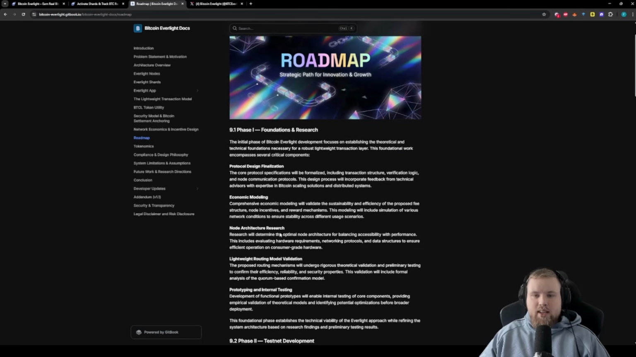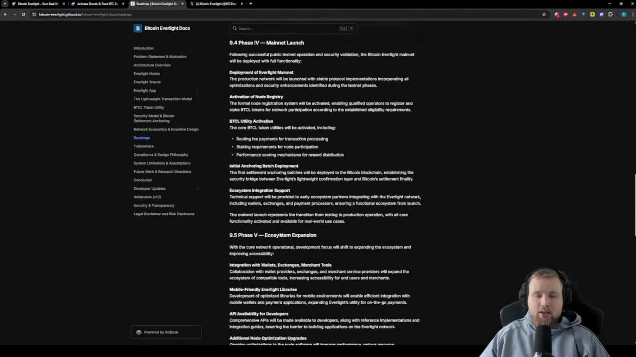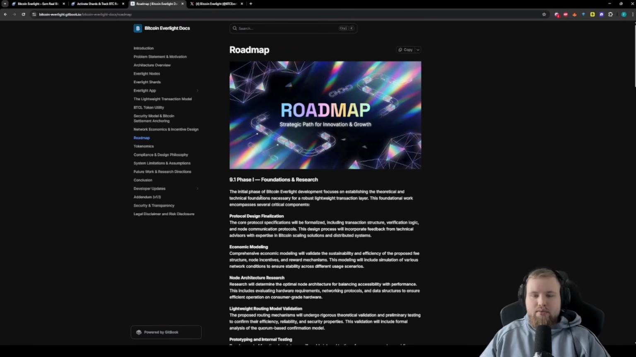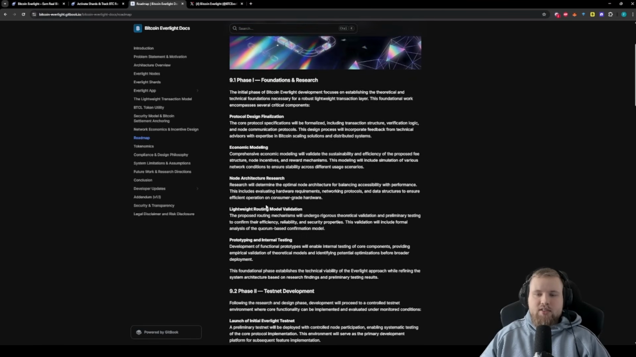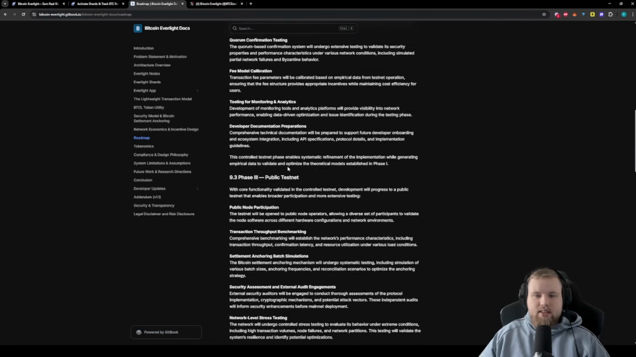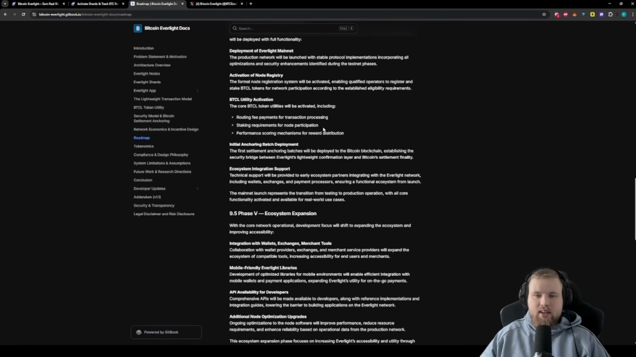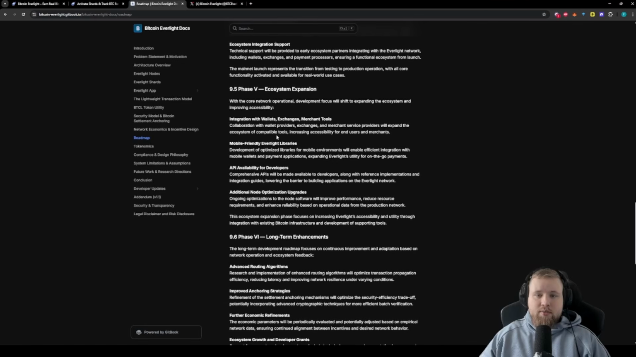Another thing worth looking at is the roadmap here. We have so much going on in the roadmap, with the start of the whole thing, the initial phase of Bitcoin Everlight development, establishing theoretical and technical foundations necessary for a robust, lightweight transaction layer, the testnet development, the public testnet, obviously the mainnet launch, BTCL utility activation, routing fee payment for transaction processing, staking requirements for node participation, performance scoring mechanism for reward distribution, and the ecosystem expansion.